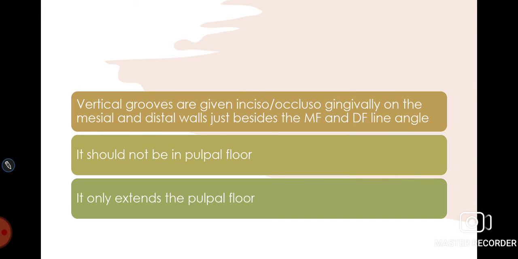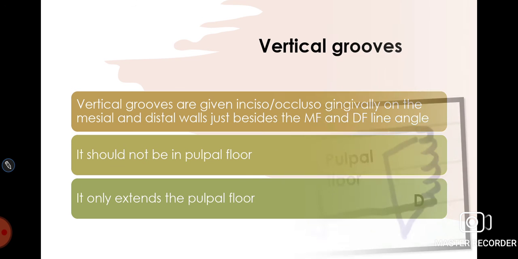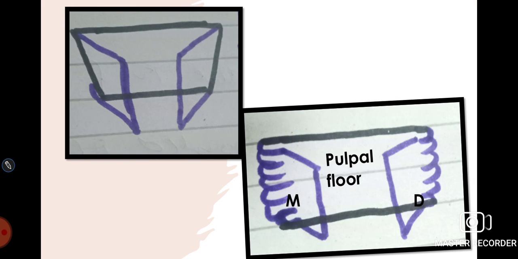Vertical grooves are given incisogingivally or occlusogingivally on the mesial and the distal walls, just beside the mesiofacial and the distofacial line angle respectively. These are not made in the pulpal floor, they only extend the pulpal floor. Here the vertical grooves are given on the mesial and the distal wall, and they will only be extending the pulpal floor.